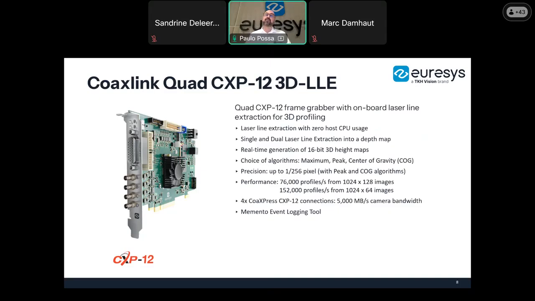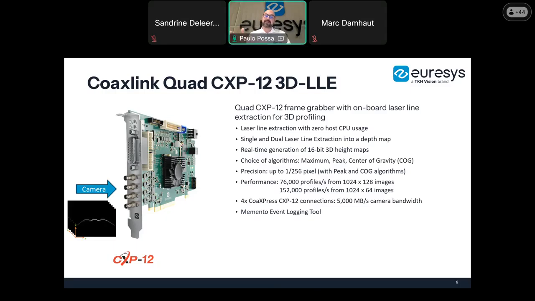Then we have the new Coaxlink Quad 6x12 3D LLE. This is also a highly specialized frame grabber with onboard laser line extraction for 3D profiling. The idea behind this frame grabber is a technique called laser line triangulation, where we project a laser line over an object. As a result, we will see that the laser line describes the profile of this object. The frame grabber then detects the laser line and computes its relative position in the image.